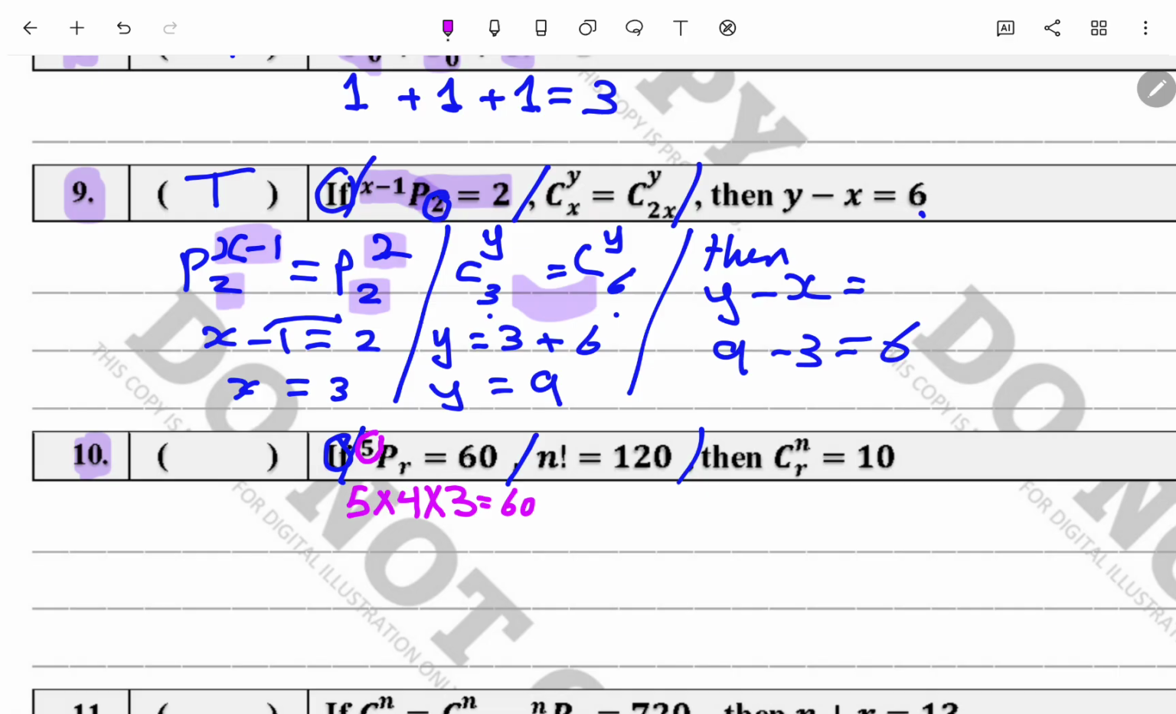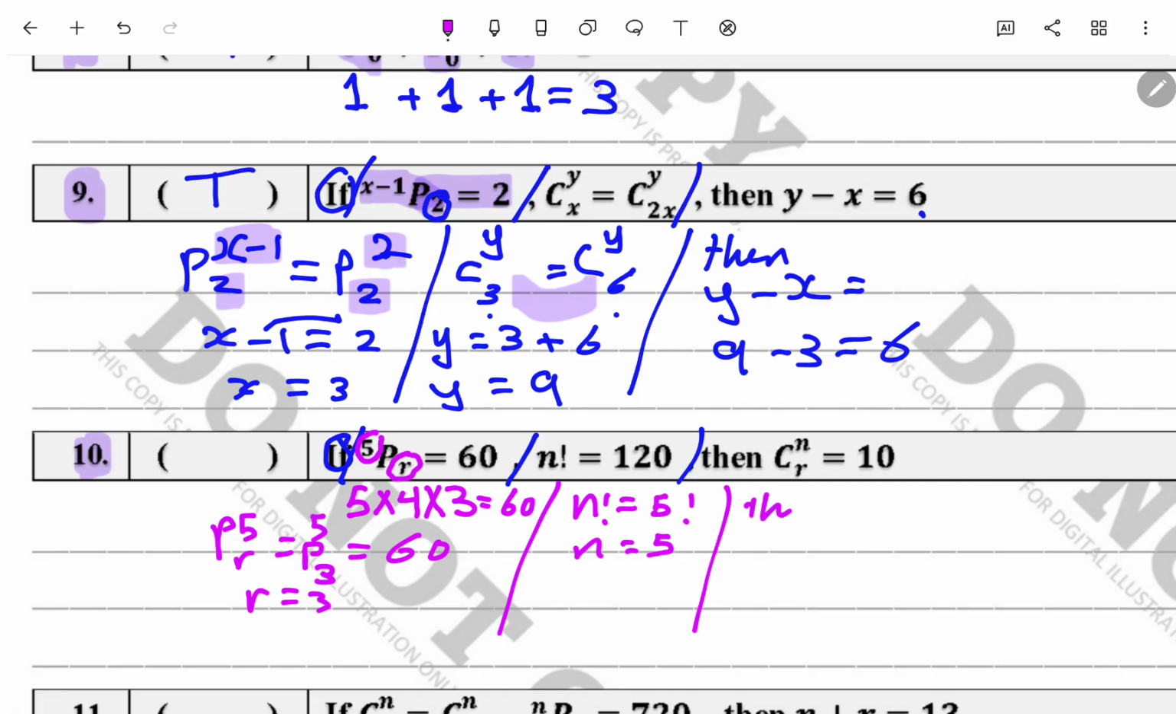So you have 3 factors, which is the number of r. So I can say that 5 permutation r is the same as 5 permutation 3 at 60. Now r will be 3 exactly. In the other given, n factorial equals 5 factorial, which means n equals 5. Then I will replace n and r in the combination. N is 5, r is 3.